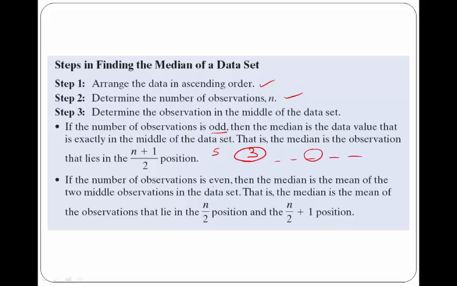If you have an even number of observations, then the median is going to be the mean of those 2 middle observations, because if you have an even number, just do 4 for a nice even number, then the middle is right here with no number in it. What you need to do is average those 2 that are in the middle so you get one number for your median.